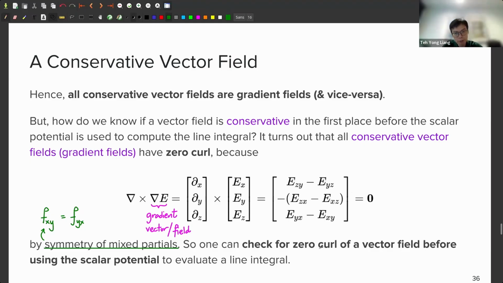So simply, we just check if the curl is zero. If the curl is zero, then you can use the scalar potential to evaluate the line integral. If the curl is not zero, then there is no such scalar potential. You can try your integration on different rows and you're going to get different answers. That means there is no unique scalar potential for some vector functions.